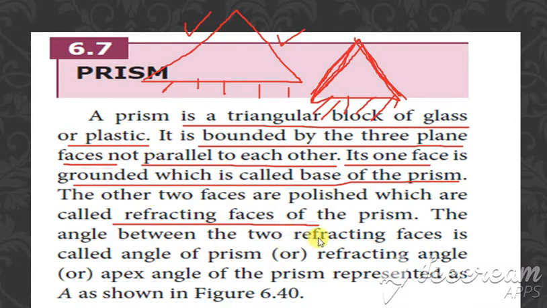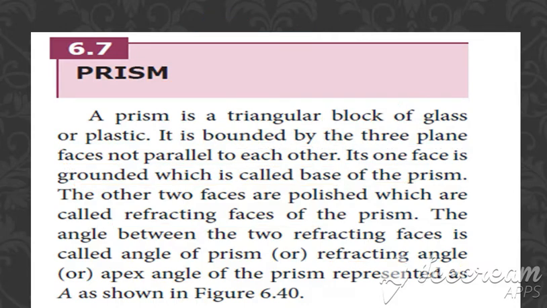The angle between the two refracting faces is called the angle of the prism. So between these two, what is the angle? That is said to be the angle of the prism or refracting angle. The other word is apex angle. Angle of the prism, or refracting angle, or apex angle. Clear with what is a prism?